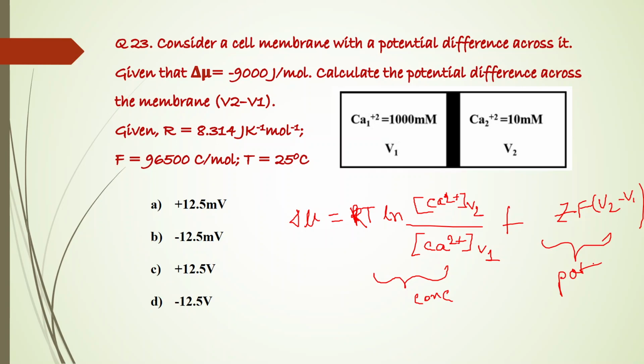The detailed derivation of this equation is already discussed in the lecture session. So now let us come back to the mathematical problem. We have our R value, 8.314.